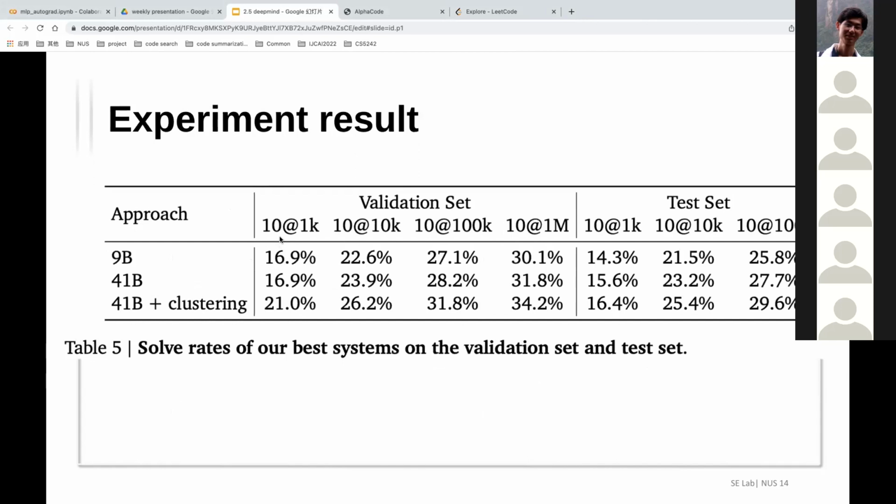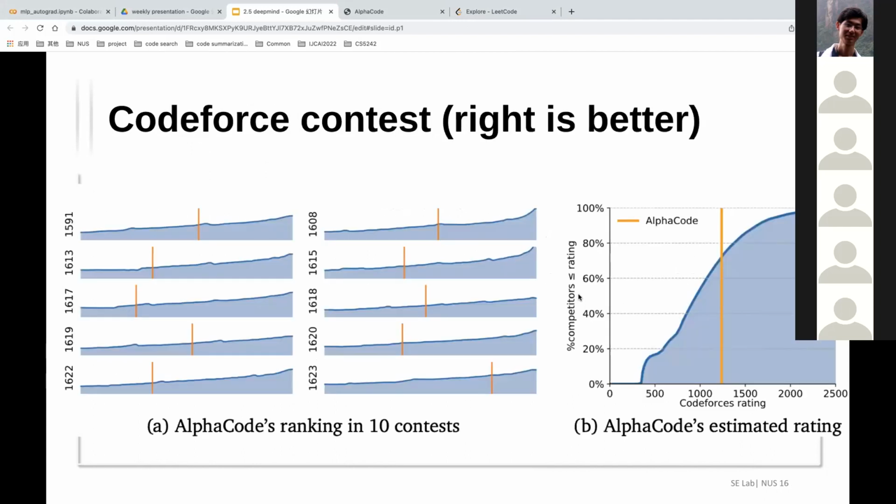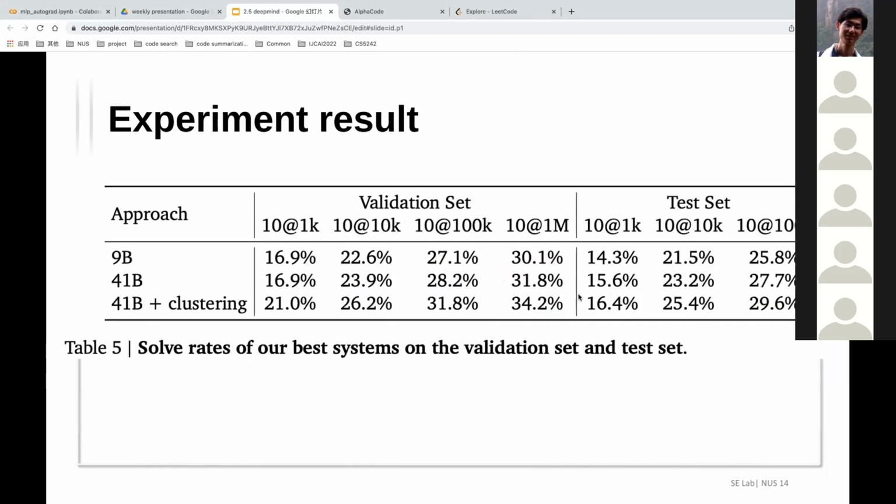This is the experimental result. The 10 means there are only 10 submissions, and the 1K means they are sampling 1,000 times. You can see that if you sample more times, like 1 million times, it will have a better result. They think AlphaCode is at the level of the median competitor in this competition. Really, I think it's very hard to justify, because they tried 1 million times, or at least 1,000 times. I think human programmers will not do that, right? But they only have 10 submissions.